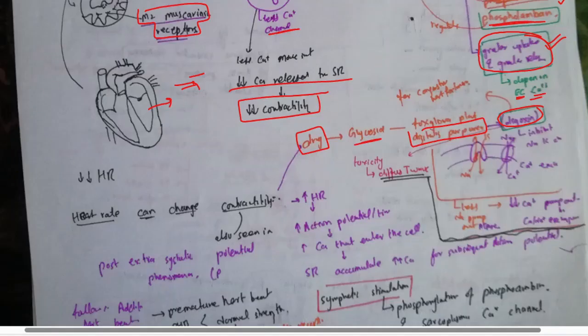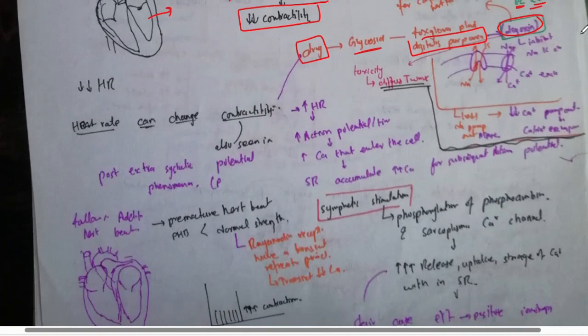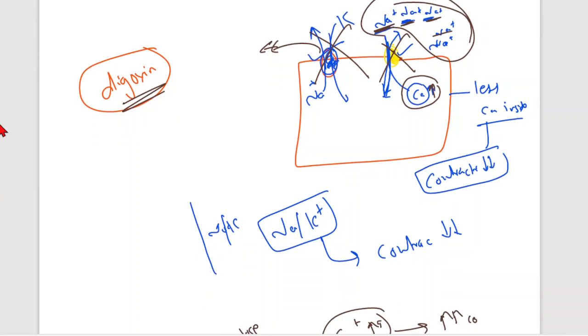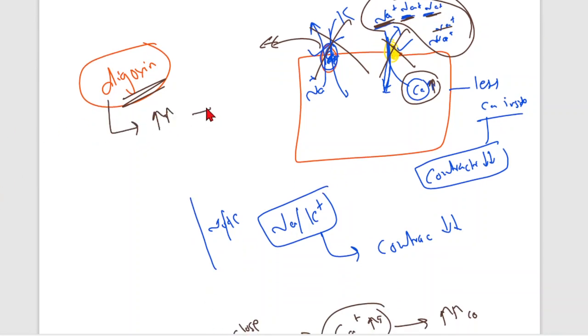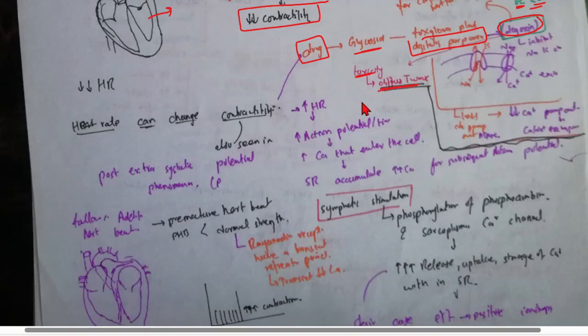Now come to the other thing, sympathetic stimulation and heart rate. These mechanisms we have discussed. Now for toxicity, diffuse T wave. If you use digoxin in high amounts, toxicity will happen, and in toxicity the diffuse T wave will appear in the ECG. If you use it in more amount, that will show the toxicity.